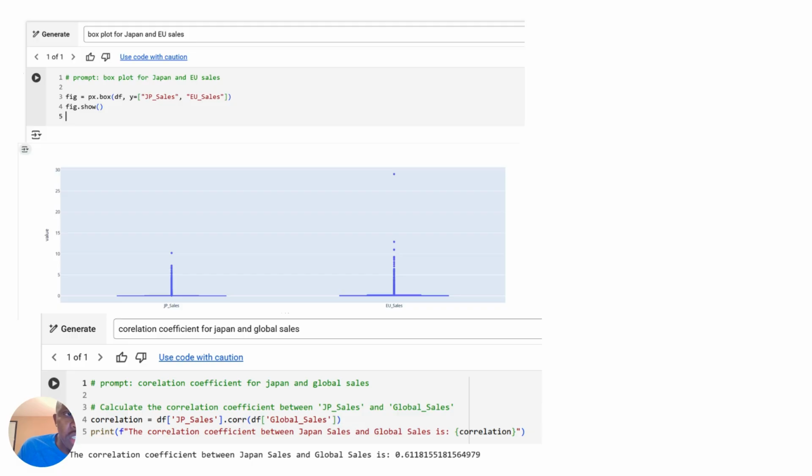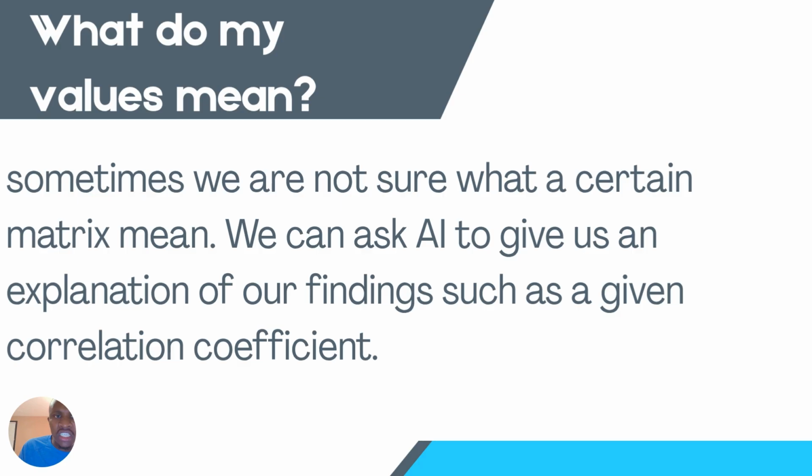The reason you're not seeing my libraries is I always put my libraries at the beginning of my code, so it is simple and organized. I was also able to look at the correlation coefficient of Japan and global sales, and it gives me a correlation coefficient of 0.6, which is a positive correlation, meaning that the sales in Japan can be used to predict sales in Europe. So they're positively correlated.